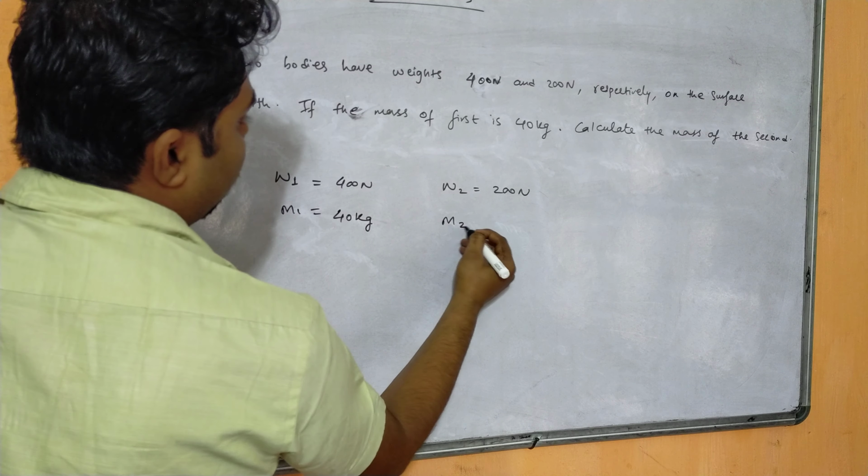Now the W2 formula is M2 into g. So M2 we need to find here, g we have already calculated. So W here is 200. So M2 will be 200 divided by 10. The zeros cancel, that means 20. So M2 equals 20 kg. This is our required answer.